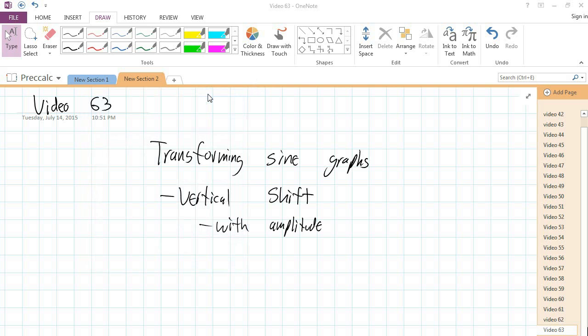We are continuing talking about transforming sine graphs, this time looking at vertical shift and how vertical shift interacts with amplitude. So let's get started.